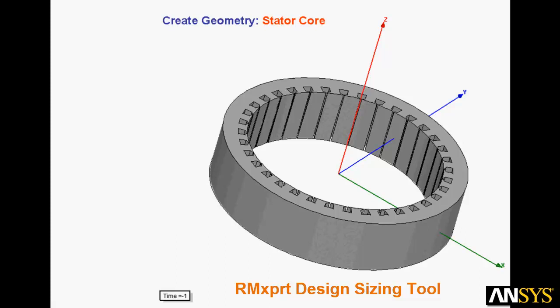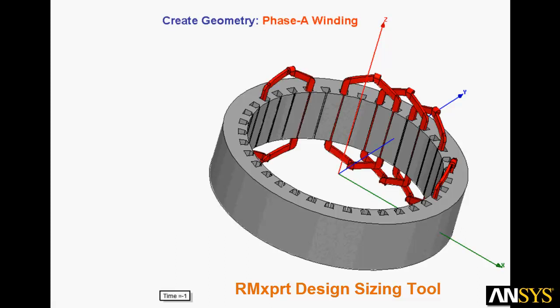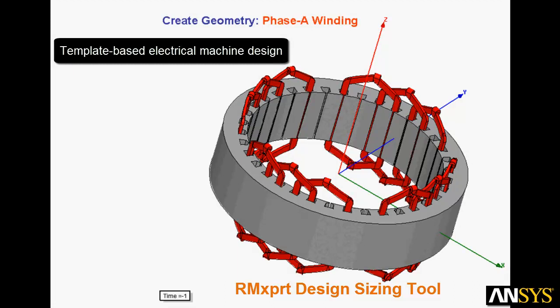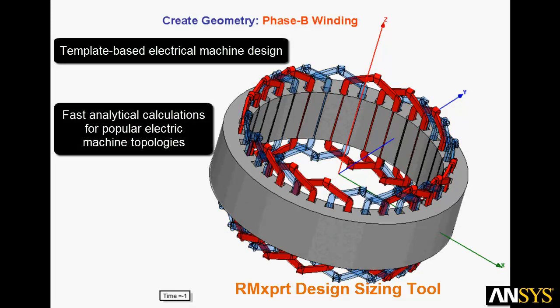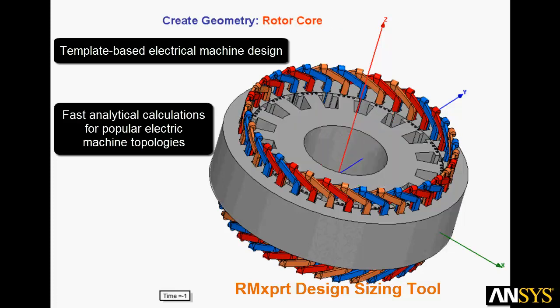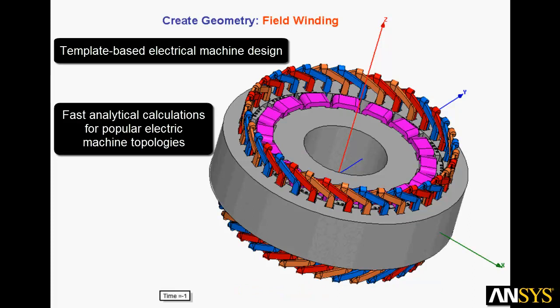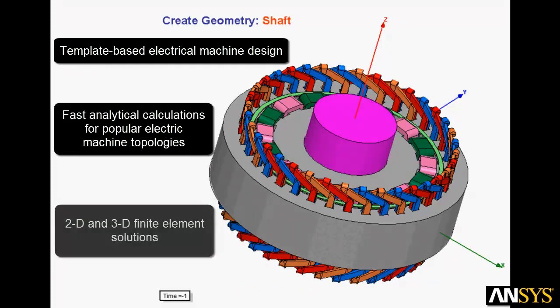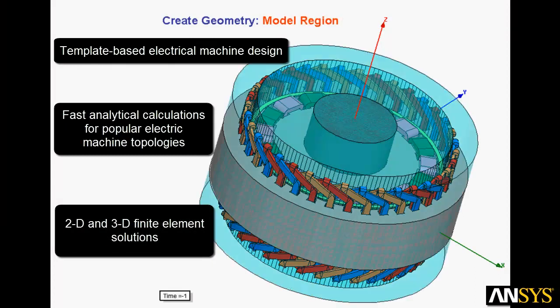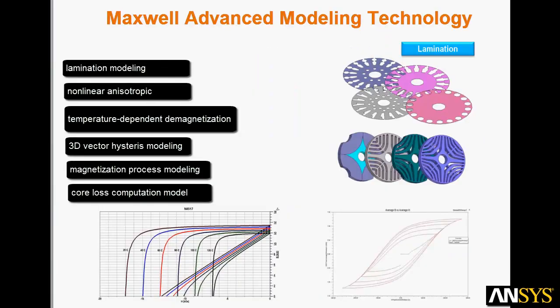The first step in the flow is to apply the ANSYS RMxprt design sizing tool. RMxprt is a template-based electrical machine design tool that provides fast analytical calculations of machine performance to allow engineers to zero in on an appropriate design. You can select from many motor types and create custom designs to your specifications quickly. It then creates ready-to-solve 2D and 3D models for detailed transient finite element calculations in ANSYS Maxwell.